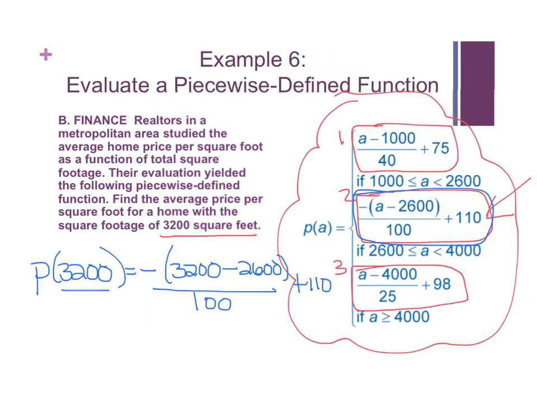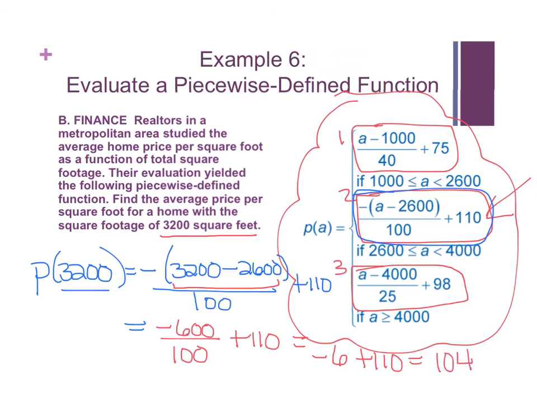And if I plug in 3,200 for A in that equation, I'm going to follow order of operations and simplify inside of my parentheses first. 3,200 minus 2,600, so I get 600 on top, divided by 100 plus 110. Negative 600 divided by 100 is negative 6. And so I get negative 6 plus 110, which equals 104. Okay, so we have $104 per square foot.